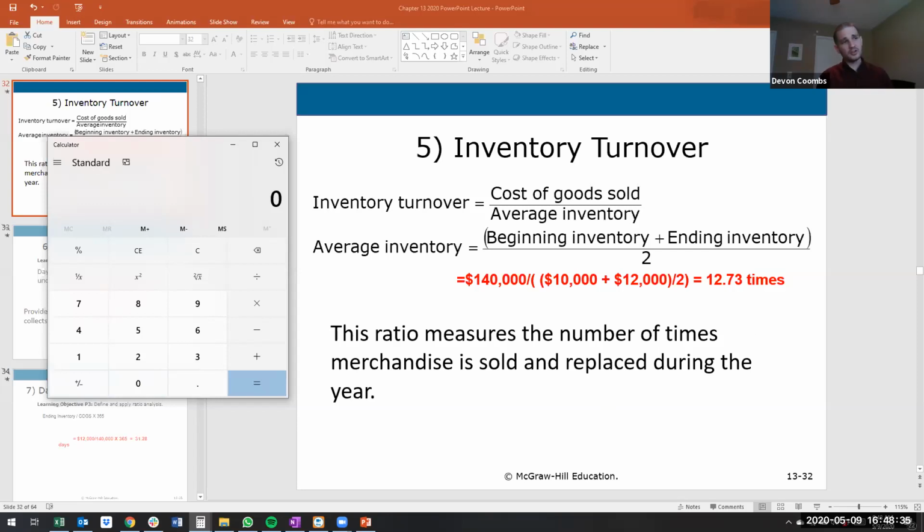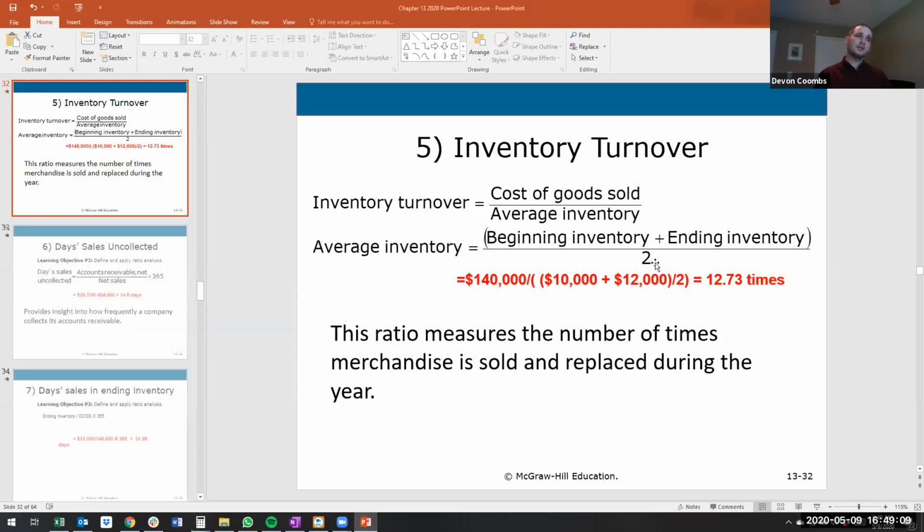So the hard thing here is cost of goods sold will always be given to you, but just determining our average inventory, we'll just take our beginning inventory and our ending inventory and divide it by 2. In this example, they're just taking the 10,000 plus 12,000 divided by 2, and then you take your 140,000 cost of goods sold divided by that amount, which was 11,000, to get your 12.73 times, which means that they sold their inventory about 12.73 times. It tells us how quickly the turnover is.